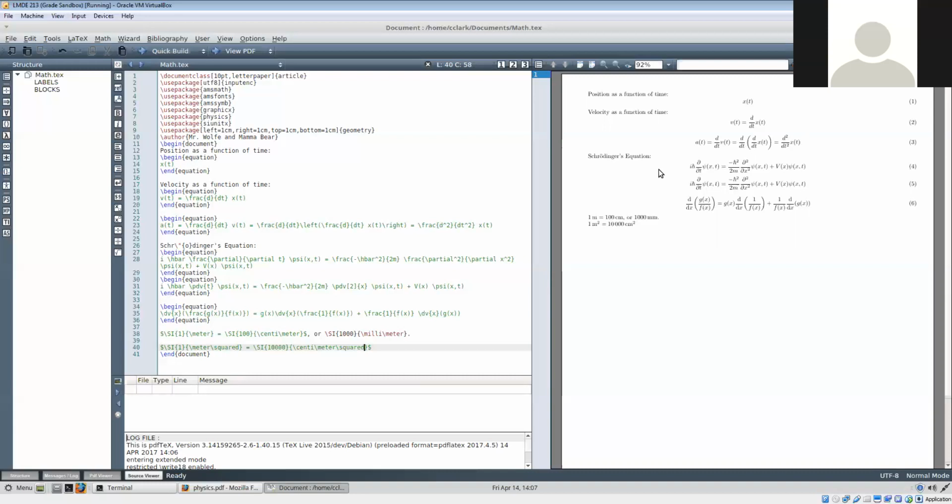Can you really have, like, ampere squared? We're going to do that. Use per, there's a per command.